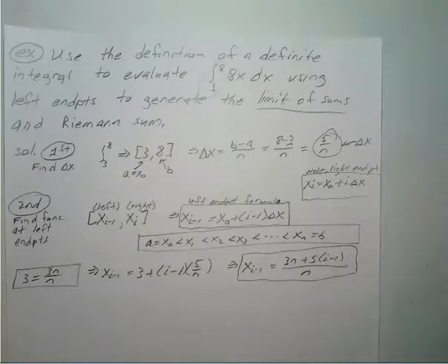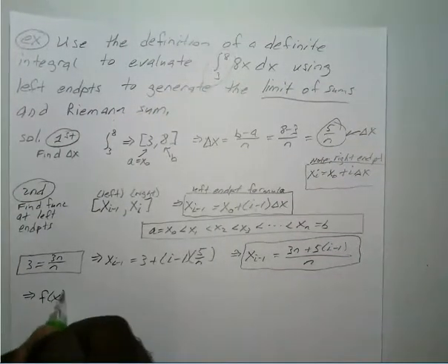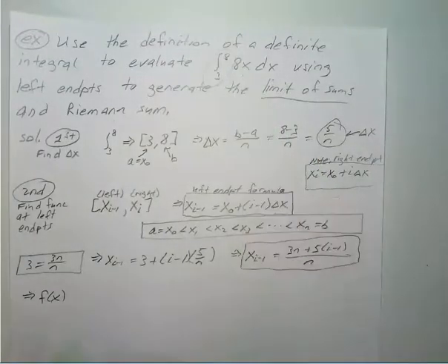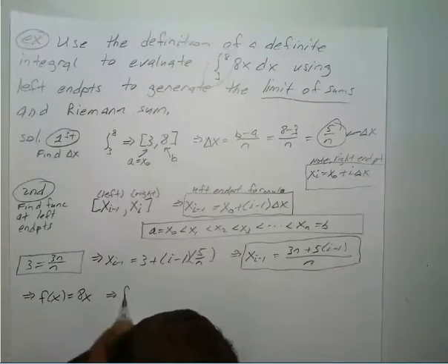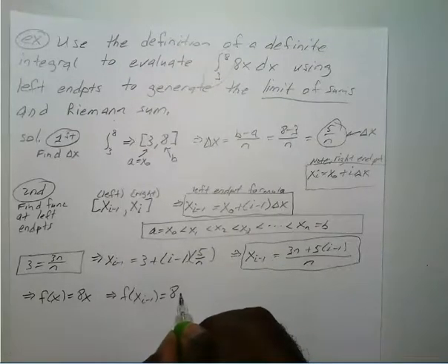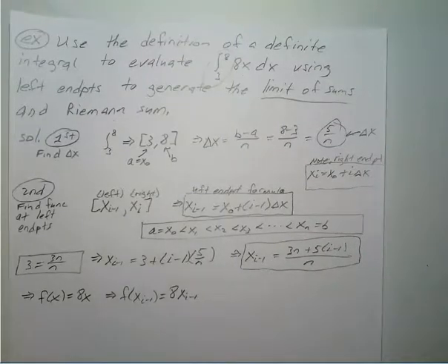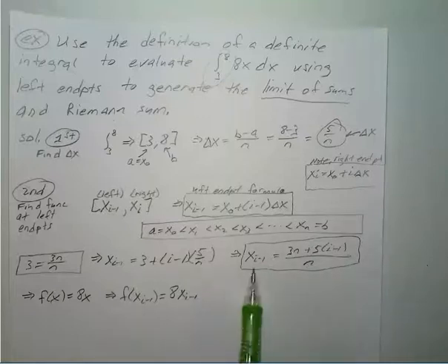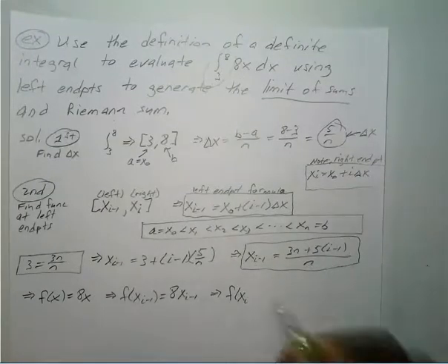All right, so just like before, we're not done with step 2 yet. Okay, we know in this case our f of x is equal to 8x. So that means our f of x sub I minus 1 is just equal to 8 times x sub I minus 1. Just replacing the x with x sub I minus 1. Okay. But we know what our x sub I minus 1 is equal to. It's equal to this.